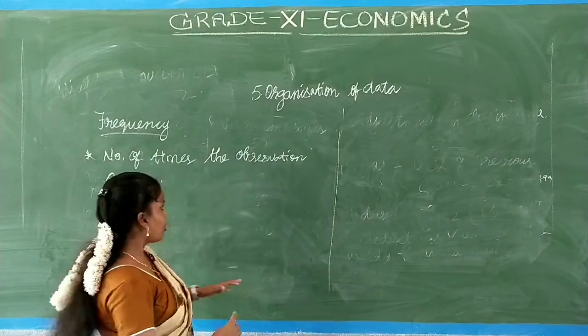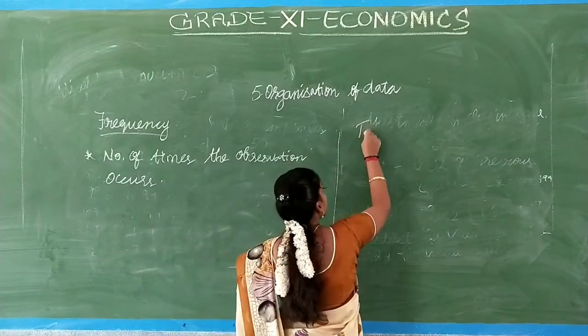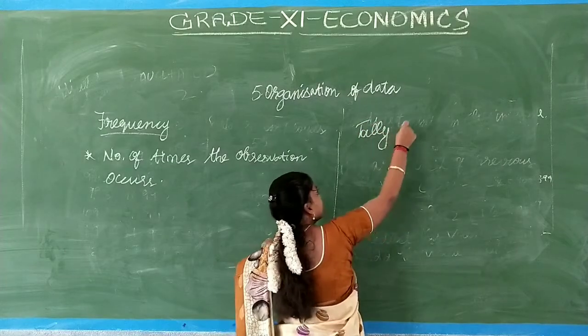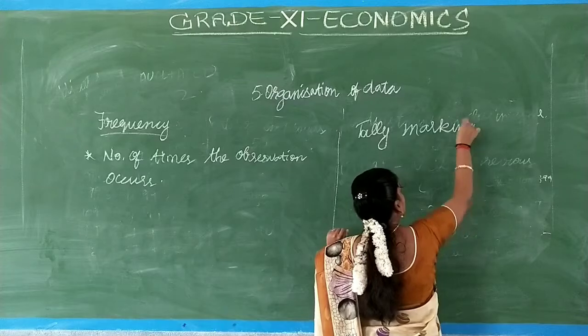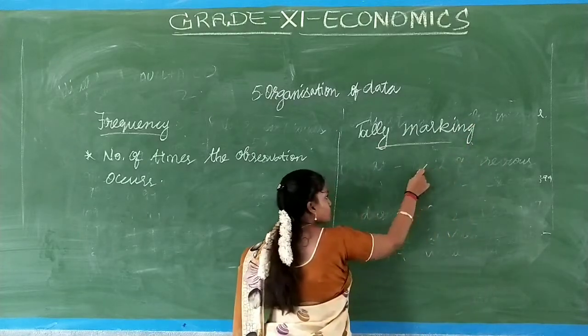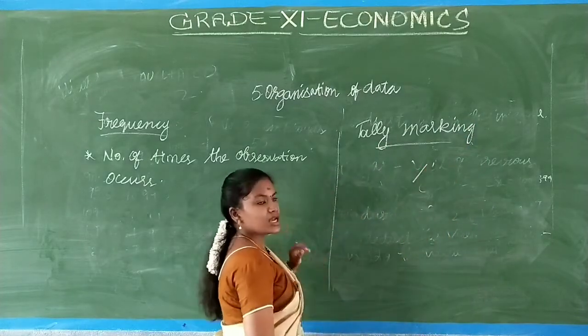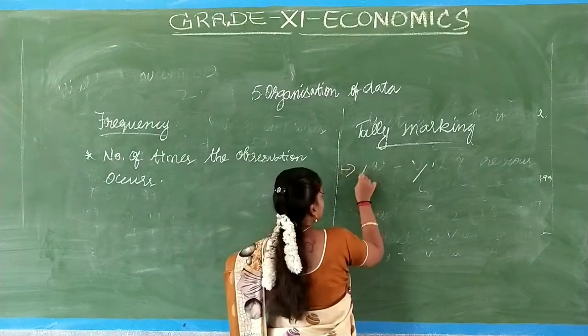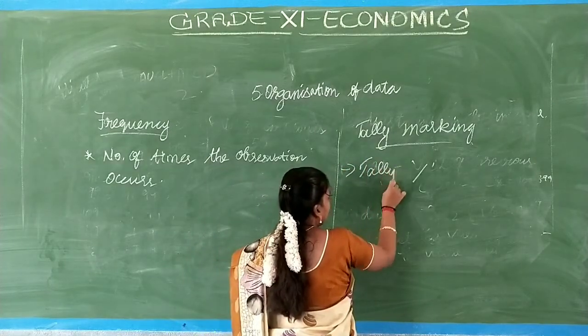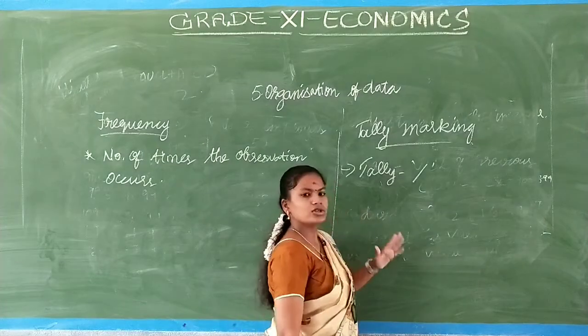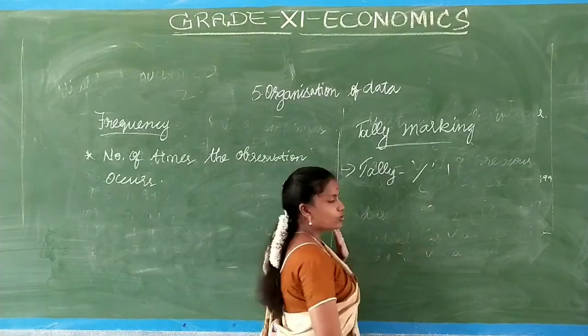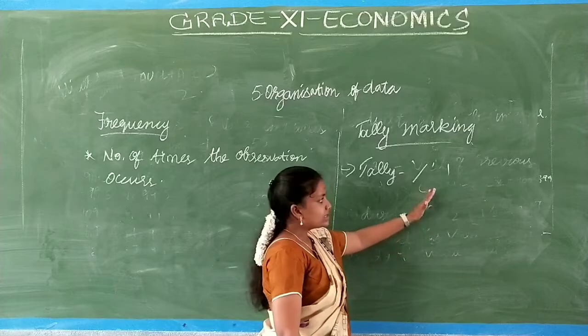What are we going to talk about now? We are going to use the tally marking system. So this slash is called a tally mark. Fine. So how do you do it? Usually some people put a straight line also, but the right way is doing it this way.